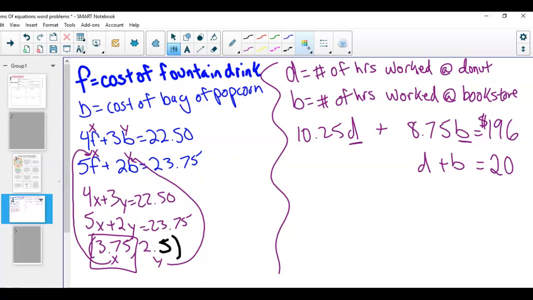Here, we were asked to find how many hours he worked at the bookstore. So when you have word problems like this, it's best if you solve for the opposite thing that they ask for. That way you end up with what they're looking for. What I mean by that is, if they're looking for how many hours he worked at the bookstore, we solve for the number of hours he worked at the donut shop by saying D equals 20 minus B, or negative B plus 20. When I substitute this equation into the other, D is going to disappear, leaving just B, which is what I want.